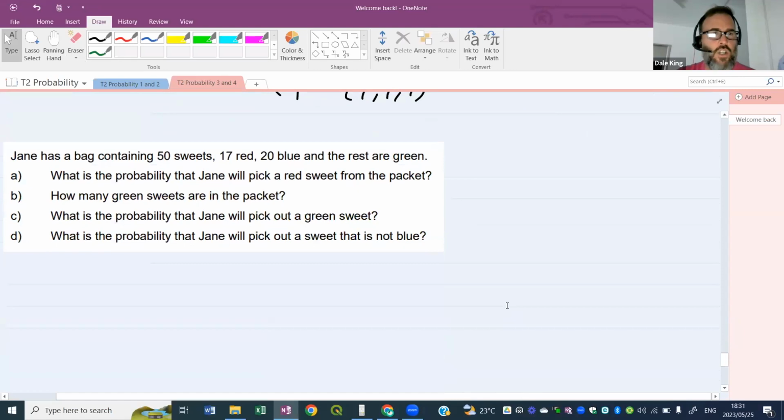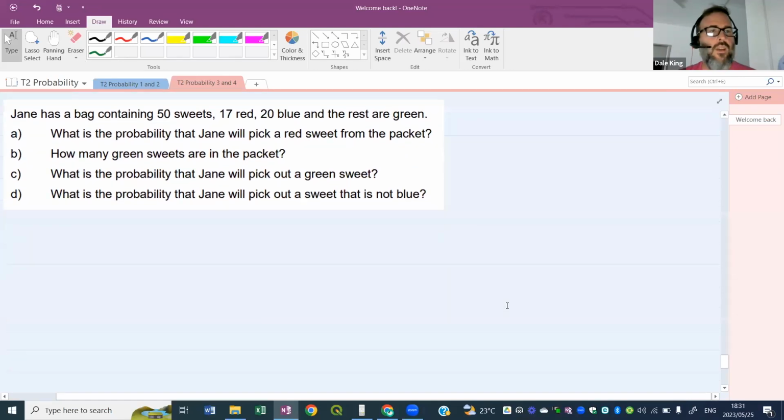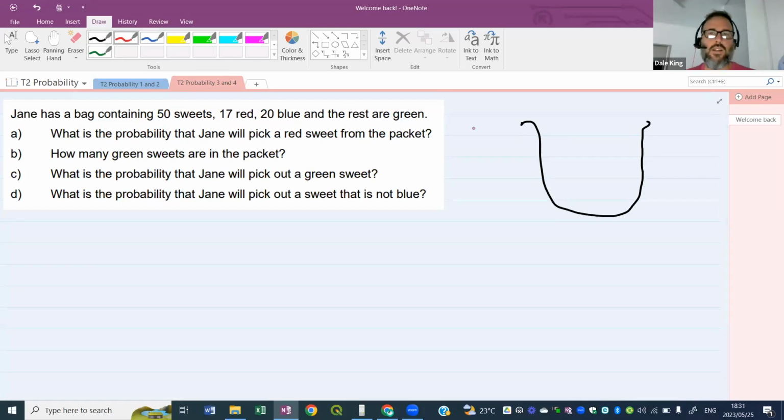We're going to talk about Jane. Jane has a bag containing 50 sweets. So there's a bag in here. There are 17 red, 20 blue, and the rest are green. Now I'm drawing lots of sweets. We're going to pretend that's 17. There's some green ones. I haven't drawn the correct number, guys. Please do not count them.